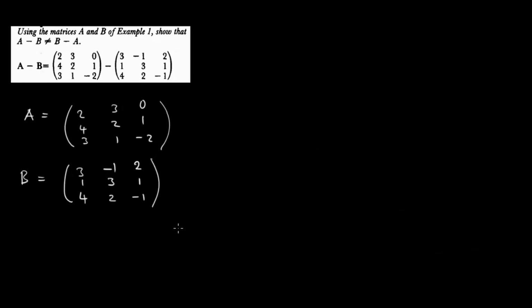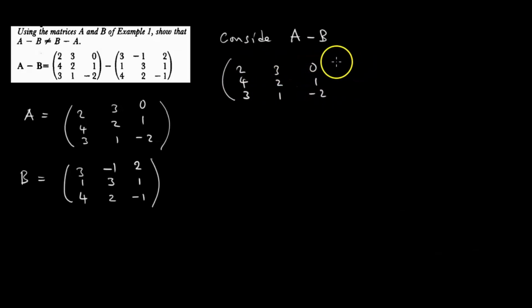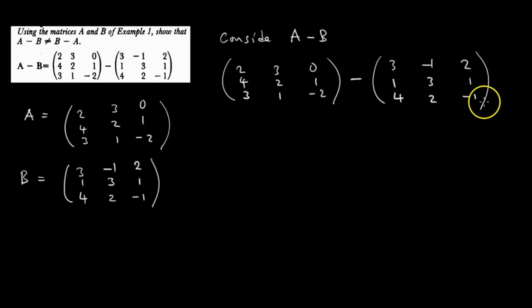They are both square matrices. They are both 3 by 3 matrices. So that's okay there. Now let us do our subtraction. Firstly, we have to consider A minus B. We know that A is 2, 4, 3, 3, 2, 1, 0, 1, minus 2. This is A. Subtracting B, which is 3, 1, 4, minus 1, 3, 2, 2, 1, minus 1. Like that. So let us now go on.